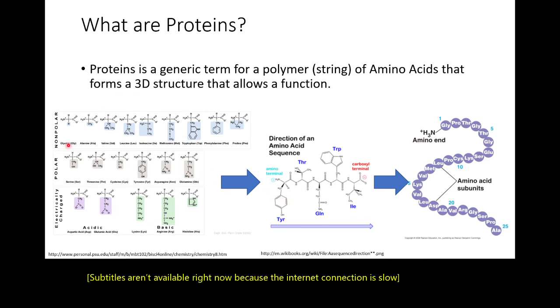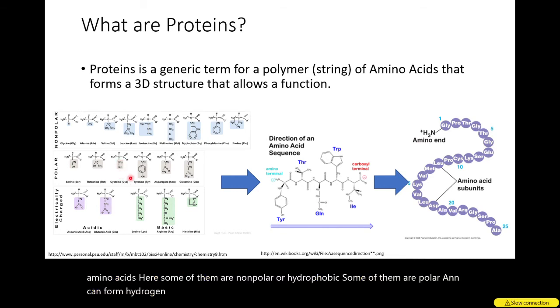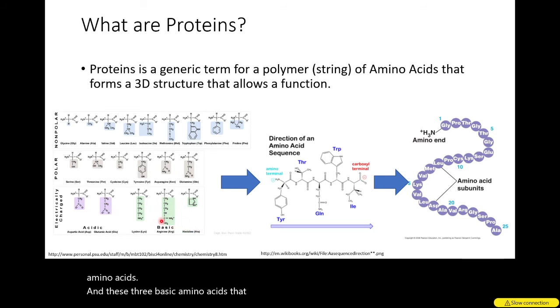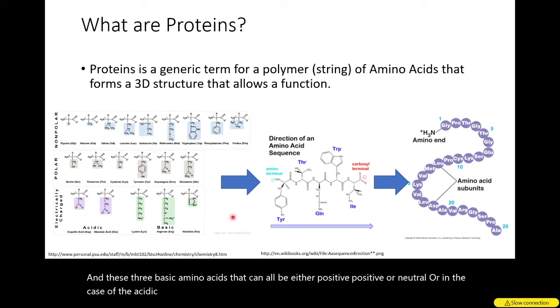So we have our 20 different amino acids here. Some of them are non-polar or hydrophobic. Some of them are polar and can form hydrogen bonding and disulfide links with other amino acids within the chain. And then some of them actually form ions in solution. So you've got these negatively charged acidic amino acids and these 3 basic amino acids that can all be either positive or neutral, or in the case of the acidic ones, negative or neutral, depending on the pH.